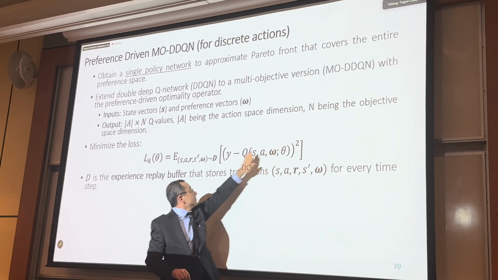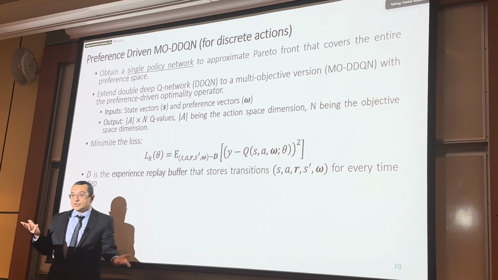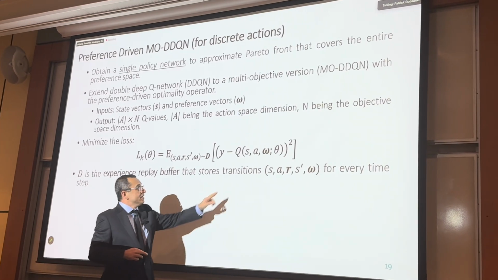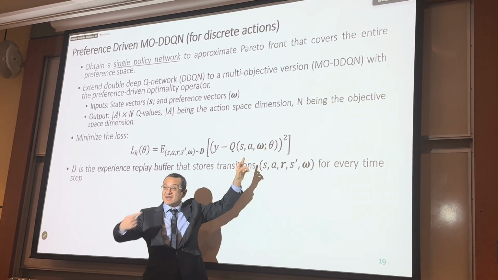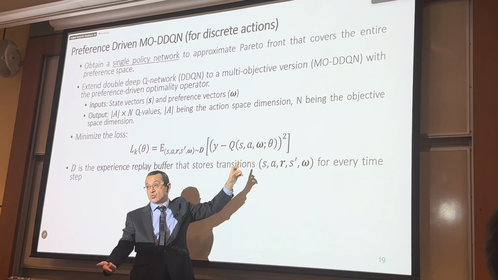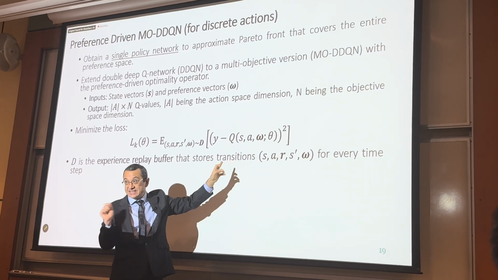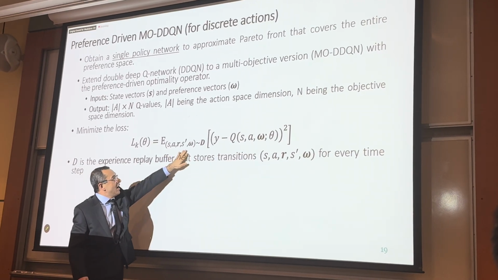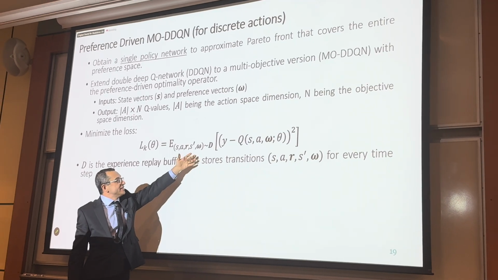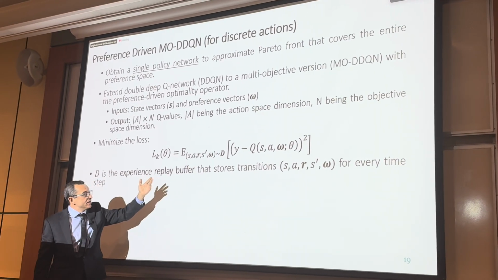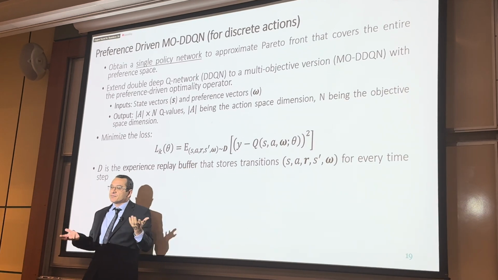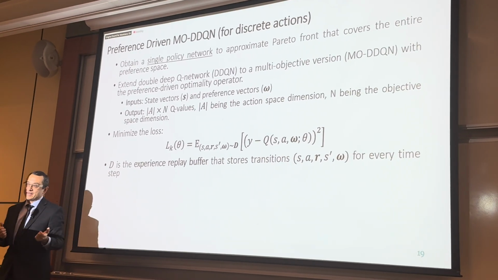Because if I just black that out, it's just a DQN. But the tricky part is, first of all, your Q network is parameterized in terms of your preference. That's what you want, because you want to trade off in real time. And the question is, how are you going to create this experience replay buffer with these different preference vectors? That's the key part.